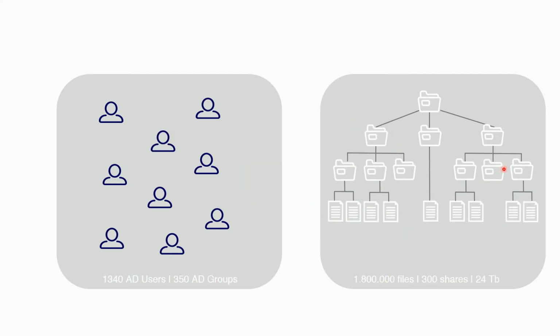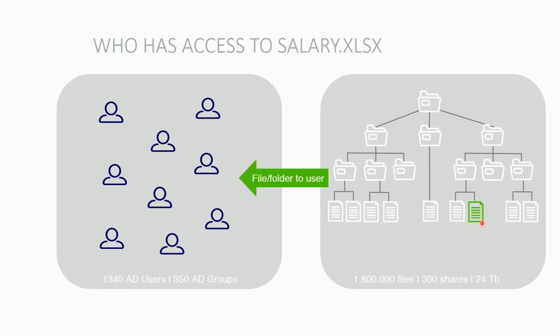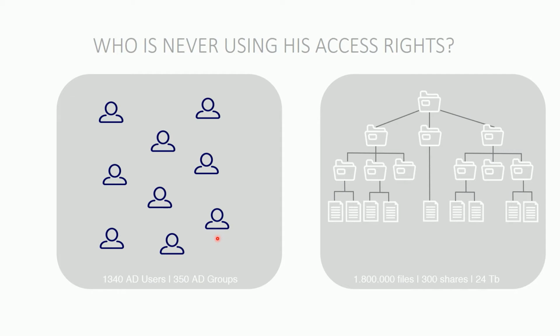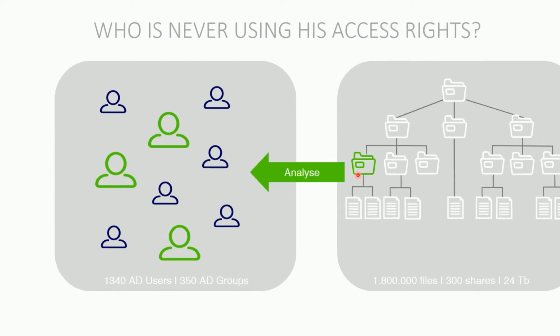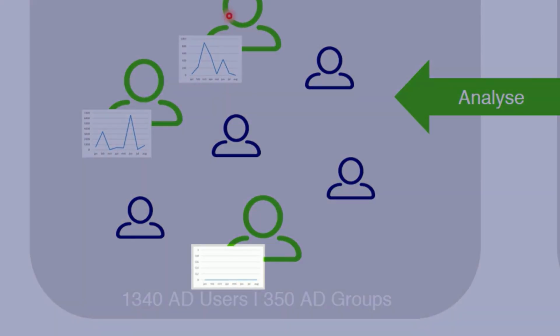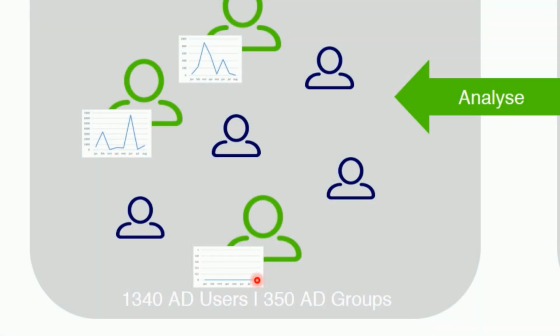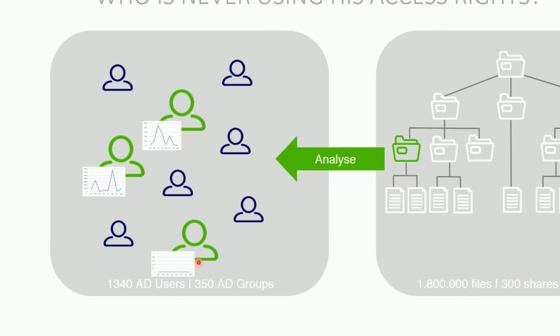This information allows you to see the reverse as well. Let's see who has access to the file with salary information. We see here that these three users have access to this specific folder. It also provides us with information on who is not using their access rights. We click on a file and see that these three people have access, but only two are accessing it. The third user is not. We could now safely remove access to this folder to remove unused access.